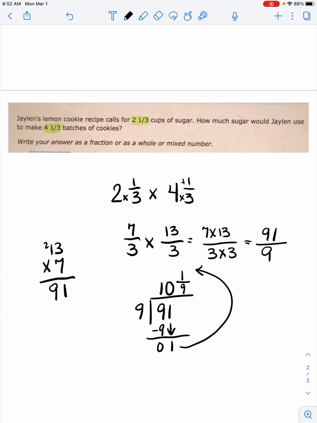And so go back to the problem. How much sugar would Jalen use? Jalen would use 10 and 1/9 cups of sugar. And Jalen, good luck finding a measuring cup for 1/9.